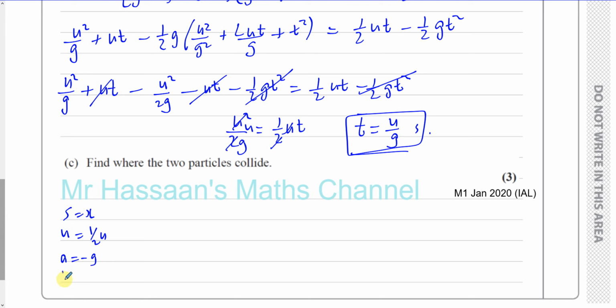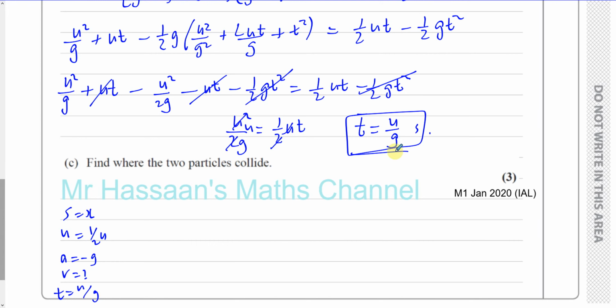So we want to find s. I guess we have to use the same formula, s equals ut plus a half at squared. My guess is it's going to be zero. It's going to be at the origin, from the fact that this is u over g seconds, the same time it took the other to reach the top, it's the same time it takes to come to the bottom. Anyway, let's see what happens.